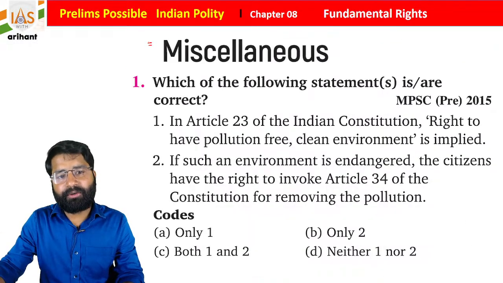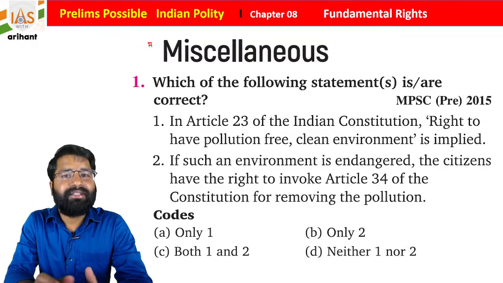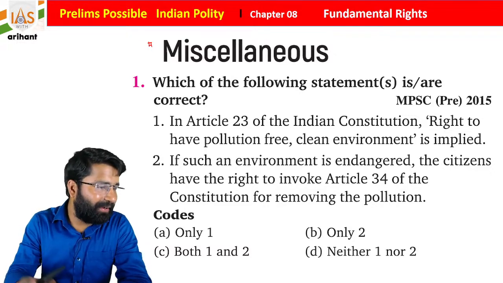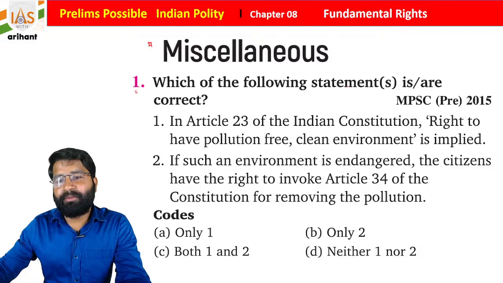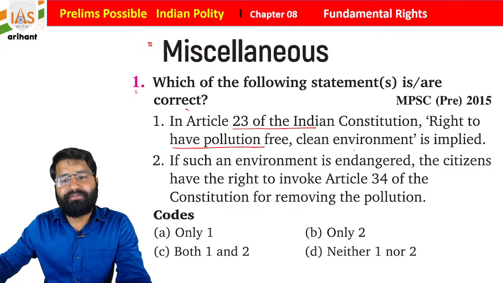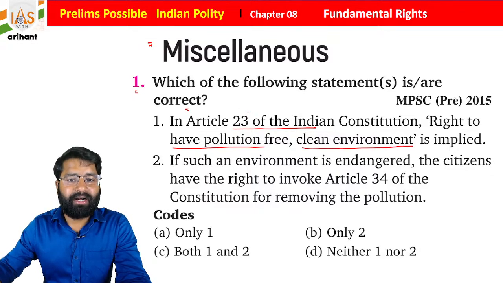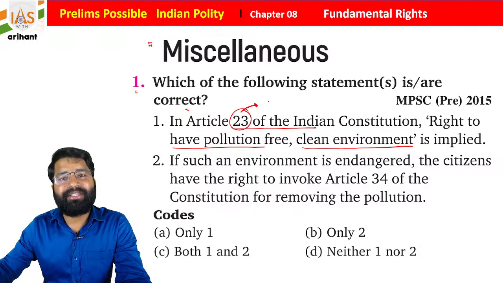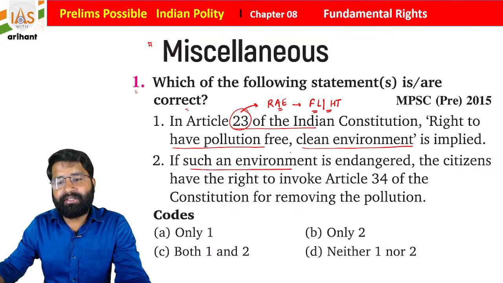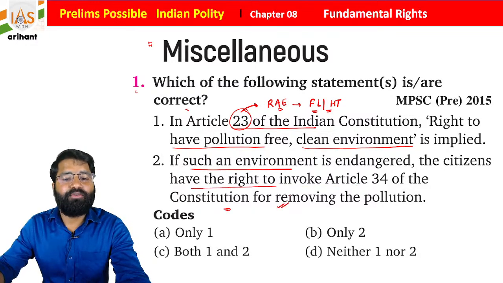Now we are going to discuss some miscellaneous questions that are part of the fundamental rights, but are not included anywhere. Okay, so see question number 1. Which of the following statements is correct? Article 23 of the Indian Constitution, right to have a pollution free clean environment, is implied. Article 23, as you know, is connected with the right against exploitation, forced labor as well as human trafficking. If such an environment is engaged, the citizen has the right to invoke Article 34 of the Constitution for removing the pollution.